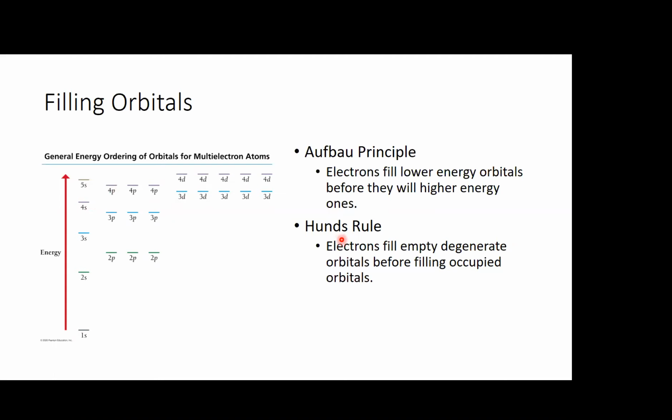And the second one you need to be aware of is what's called Hund's rule, which is that the electrons fill empty degenerate orbitals first before doubling up, which is what we saw between nitrogen and oxygen. When oxygen gets another electron, one of these orbitals has to have 2 electrons. When nitrogen is there, every orbital has its own electron.